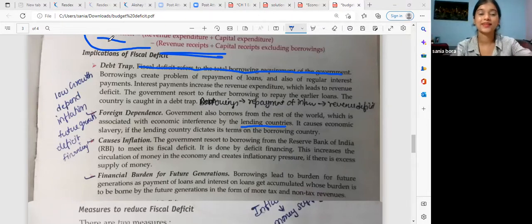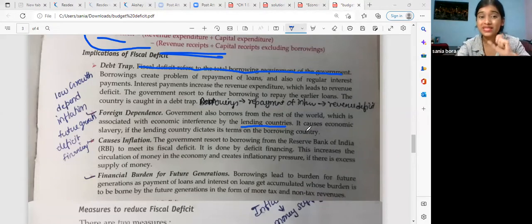Sorry. So what I was telling you, foreign dependence. Basically, government also borrows money from the rest of the world. Now, if you are taking money, of course they will be interfering in your economic matters. Whatever you are doing related to the money, they will be interfering, by the lending countries.